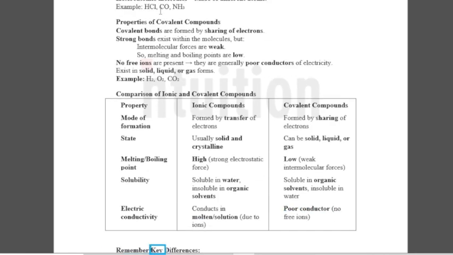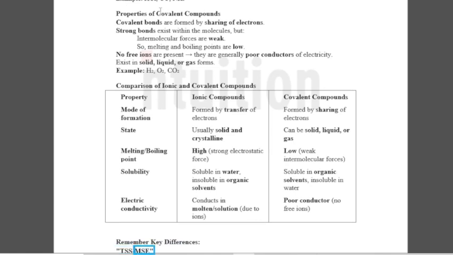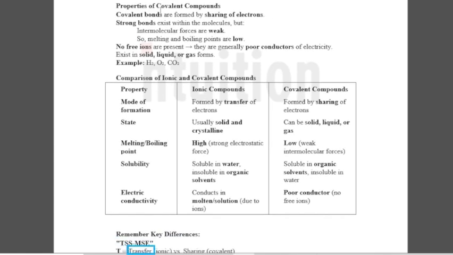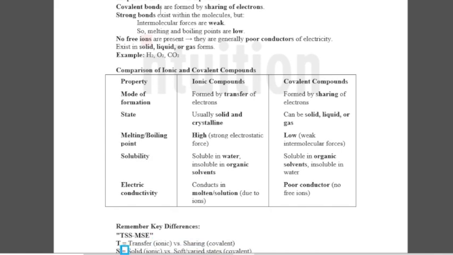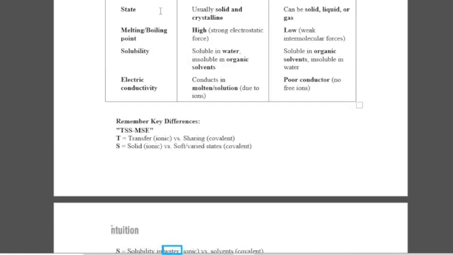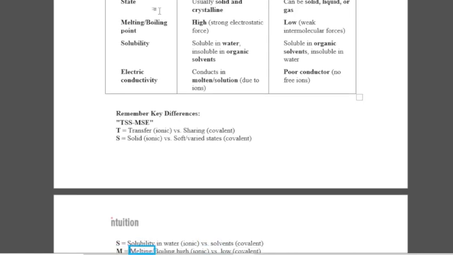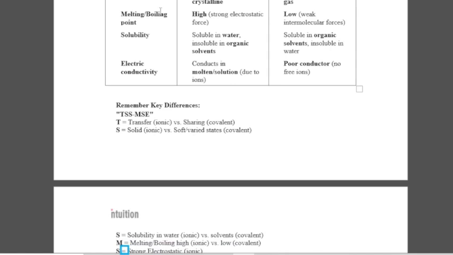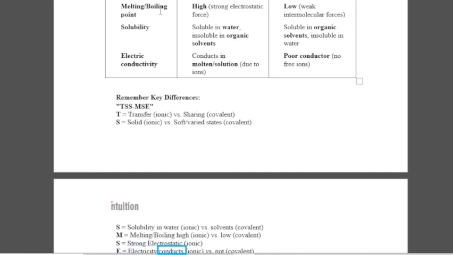Remember key differences: T S M S E. T is for transfer, ionic, versus sharing, covalent. S is for solid, ionic, versus soft, varied states, covalent. S is for solubility in water, ionic, versus solvents, covalent. M is for melting and boiling high, ionic, versus low, covalent. S is for strong electrostatic, ionic. E is for electricity conducts, ionic, versus not, covalent.